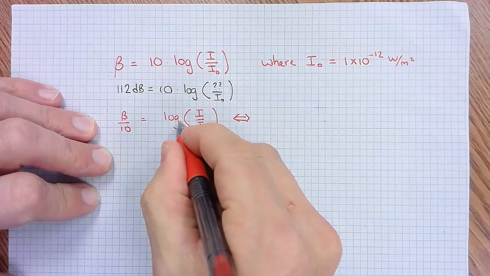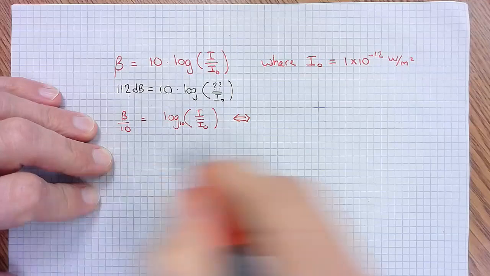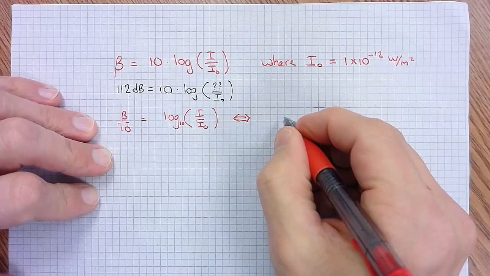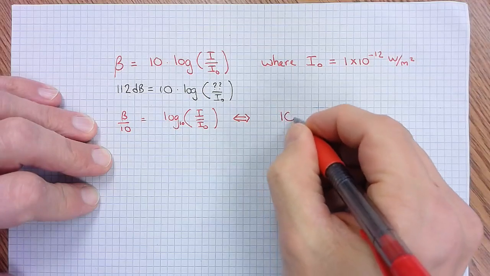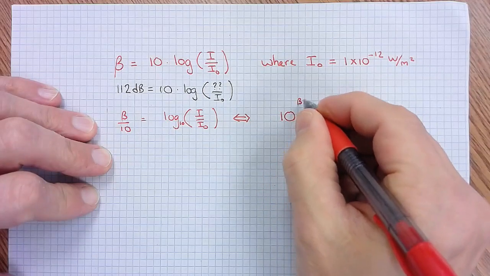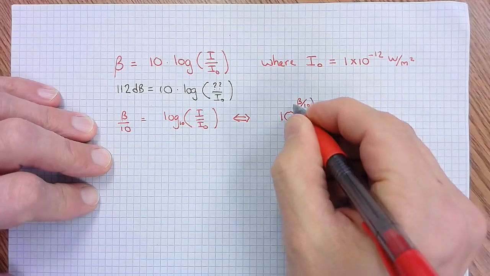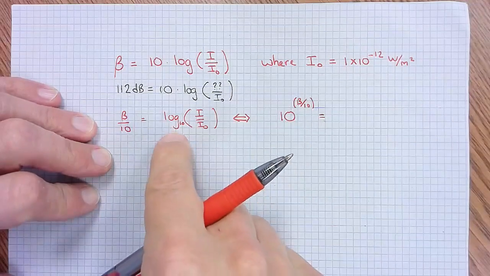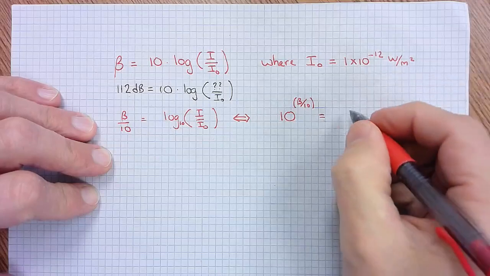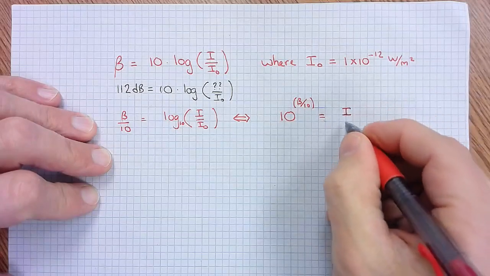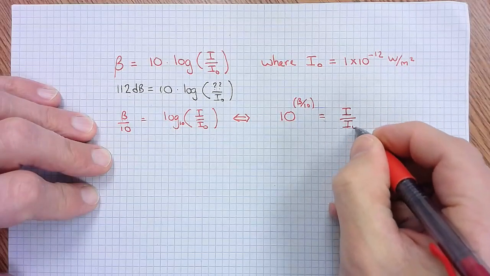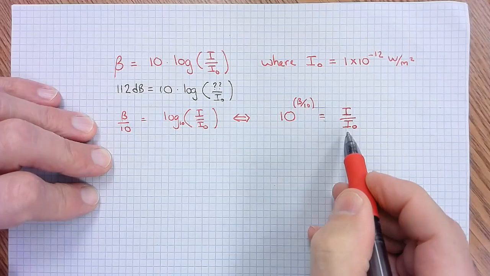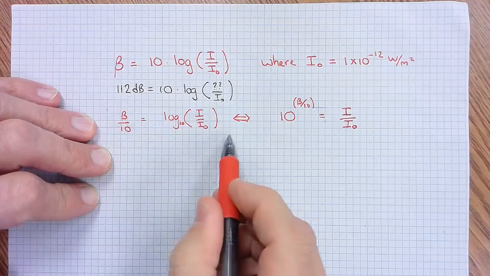The base of the log is 10. We don't write it, but it's actually 10. So if I took 10 and raised it to the power of beta over 10, so that's this side right here, I will get 10 to the log of 10, which just gives me back I over I0. So this is what we call the exponential form of the equation. This is the logarithmic form.